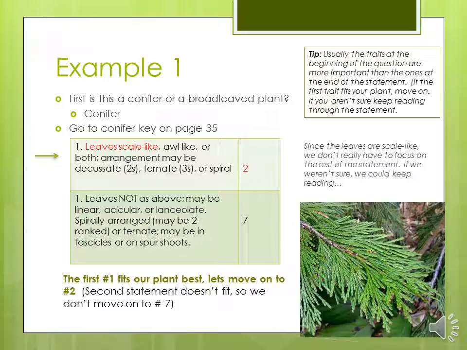So for number 1, the leaves are scale-like, and if you follow that over to the right-hand side, it has a number 2 there, and that means that we're going to go on to question number 2. The leaves do not fit the bottom statement, which would lead us to number 7. So we're not going to go to number 7. You'll follow the key through to question number 2.